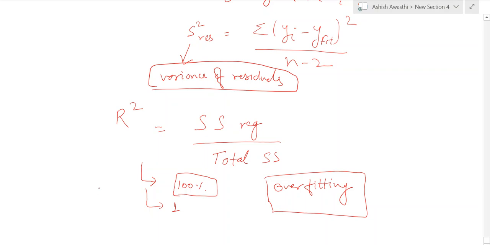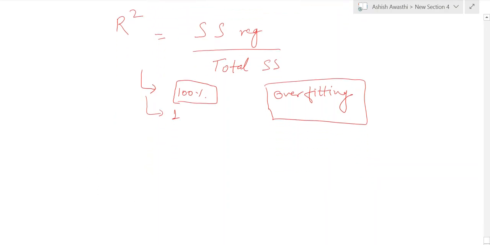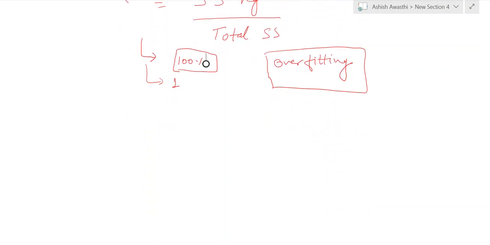Before starting the interpretation part of regression or linear regression, y is equal to a plus bx, there are some cautions to take care of in interpretation as well as in calculation. So you should not calculate y out of range of x.